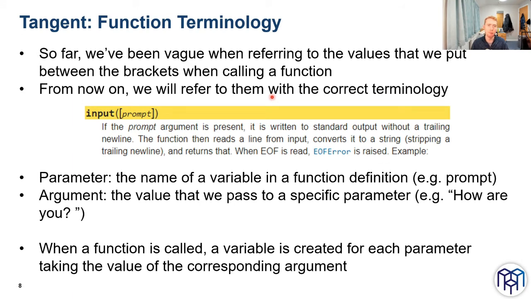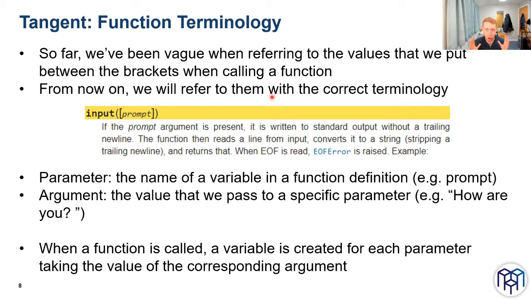Okay, so let's talk a bit about the terminology of a function. Over the past few sessions, I've been very vague on what those things inside the brackets are called. I've referred to them as parameters, arguments, options, inputs, various different things. But from now on, we're going to try and get the terminology right. I might make some slip-ups, but we're going to get it right at least for this slide.